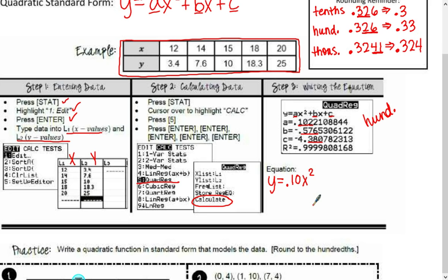X squared. Go ahead and look at our b value. Don't miss those negative signs. That's a common mistake I see. This is going to become minus 0.5, and since this is a 6, we're going to bump up that 7 to an 8, and he gets an x. And then our c value is going to become negative 4.38. This 0 is going to allow that 8 to rest. And that would be our equation.